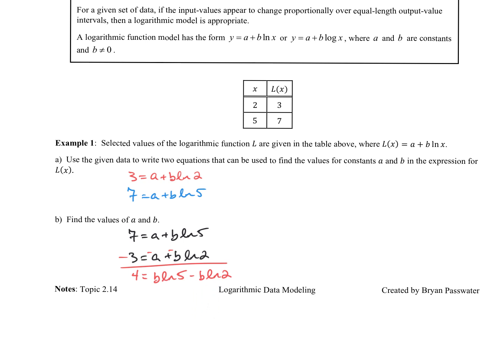And so now I'd end up having 4 is equal to b times the quantity natural log 5 minus natural log of 2. So now what's the relationship to solve for b? So right now they're being multiplied, so what do I do now? Divide. And so b is equal to 4 over natural log 5 minus natural log 2.